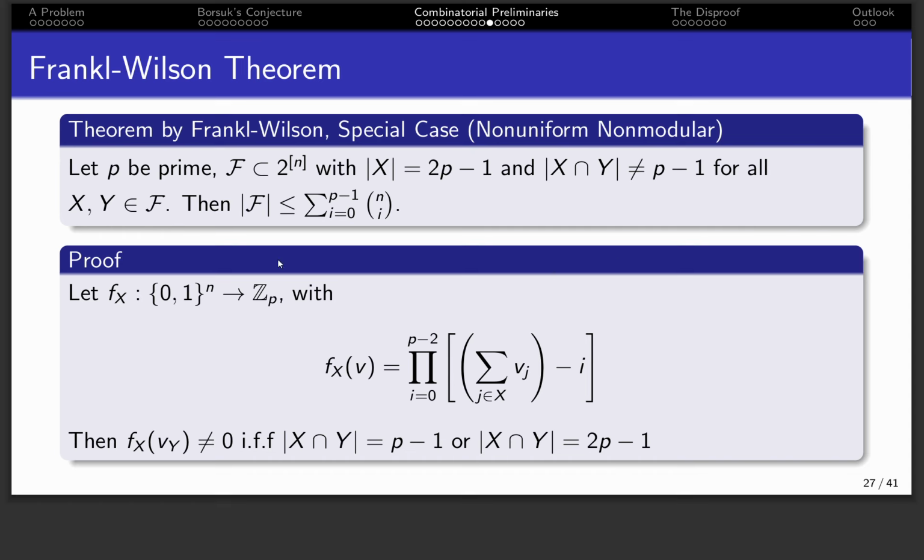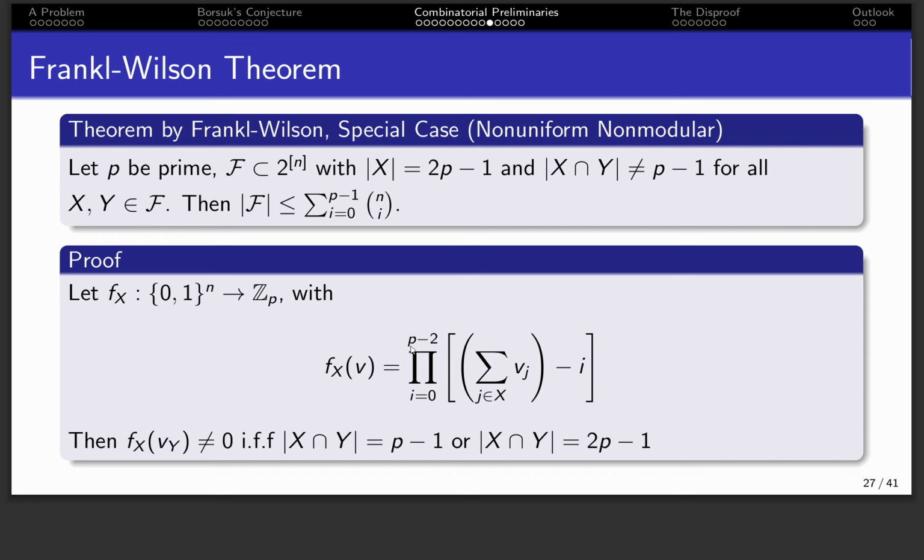Okay, now let's get to the actual proof. We define f_x going from {0,1}^n to this Z_p, which we just discussed, and define f_x(v) as the product from i equals 0 to p minus 2 of the sum over j in x of v_j, in brackets, minus i. Okay, now what does this mean?